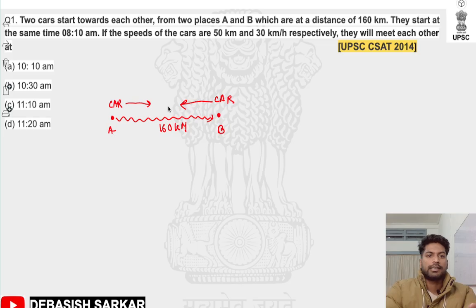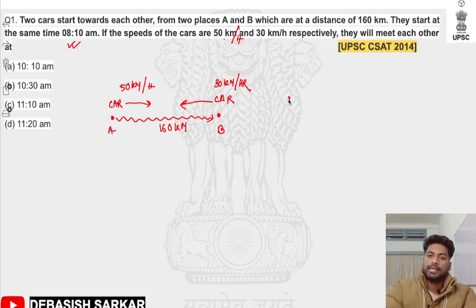They started in the morning at 8:10, and the speeds of the cars are 50 kilometer per hour and 30 kilometer per hour. Let's say this car has a speed of 50 kilometer per hour and this car has a speed of 30 kilometer per hour. This is the scenario, and they are asking at what time they will meet each other.